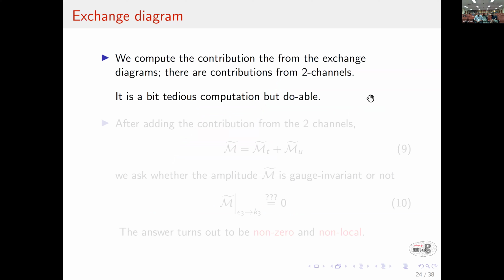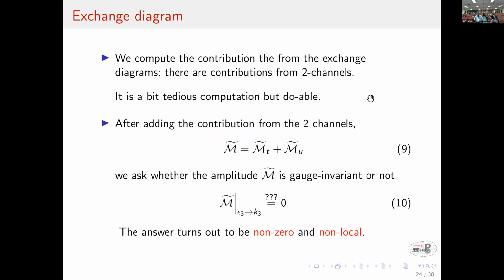If you want to compute this contribution from the exchange diagram, there are two contributions. It's a bit tedious, but it is doable. But if you add the two contributions, let's say this is the T channel contribution, this is the U channel contribution, and you ask whether the scattering amplitude is gauge invariant or not, it turns out it is not gauge invariant. Which means if I put a longitudinal polarization for the photon, the scattering amplitude does not vanish. More importantly, it is non-local.